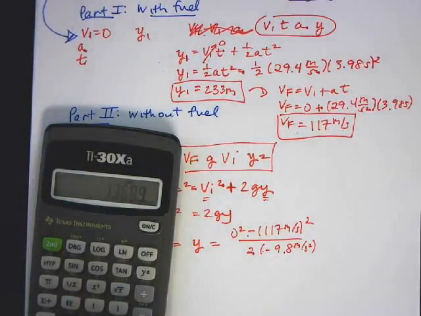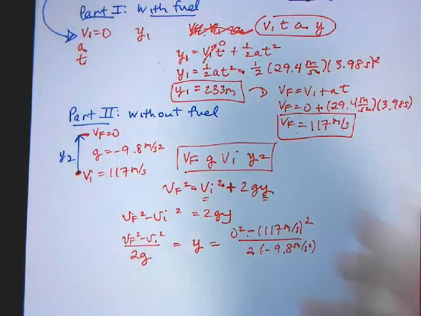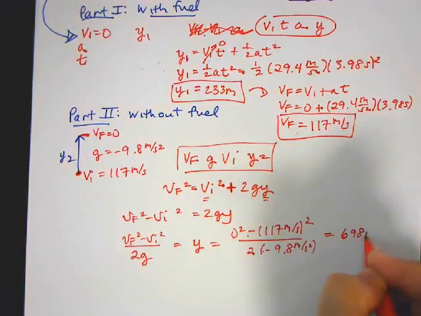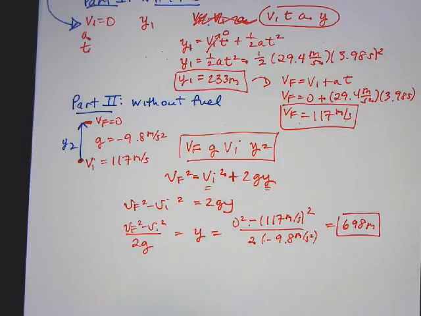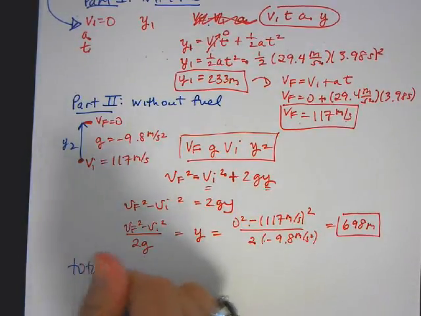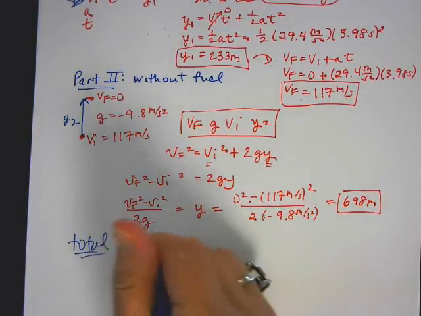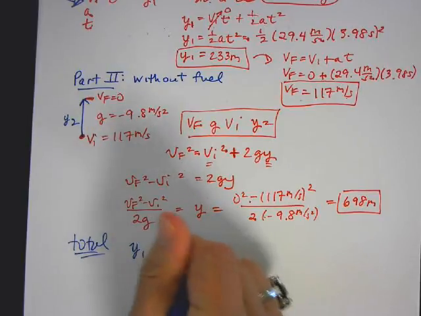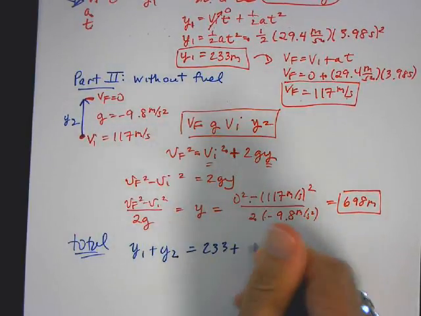So it comes out to be 698 meters. But the problem said, what is the total height? The total is equal to y1 plus y2, so it's equal to 233 plus 698, and it comes out to be 931.